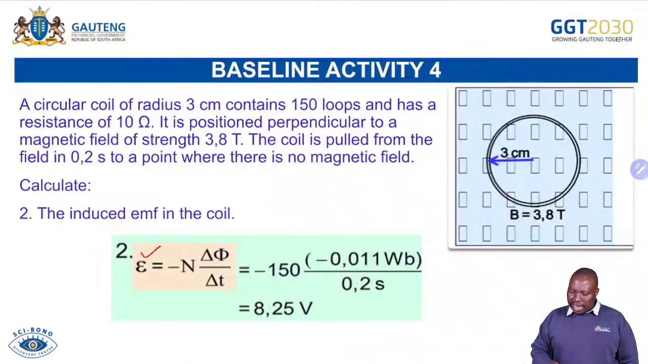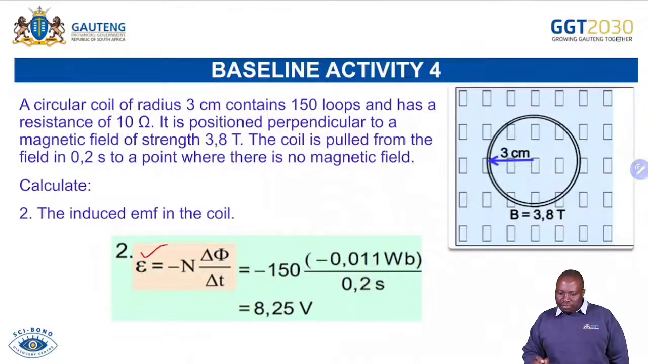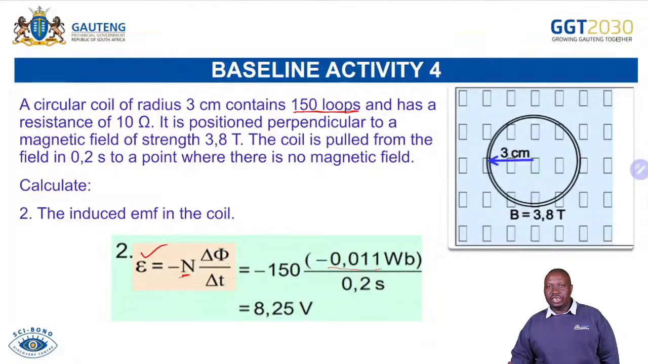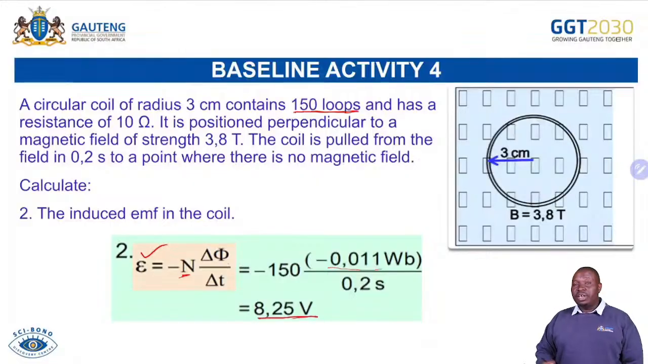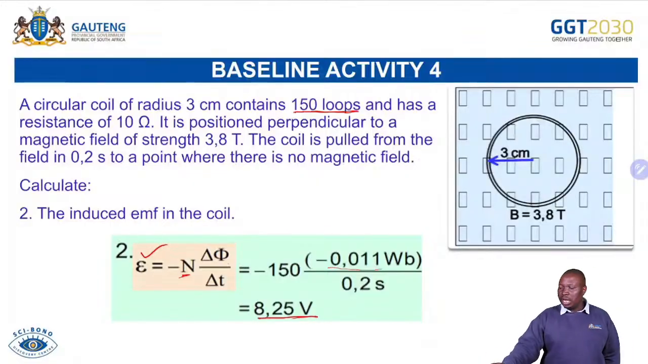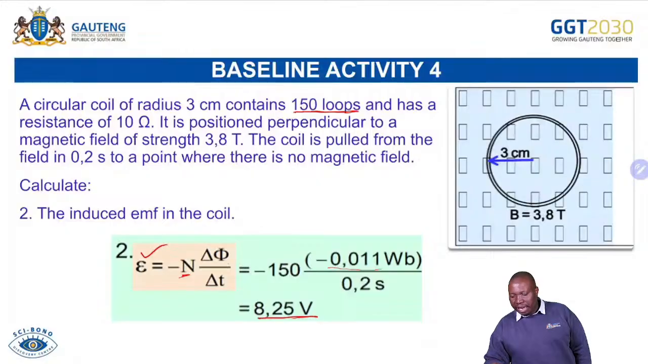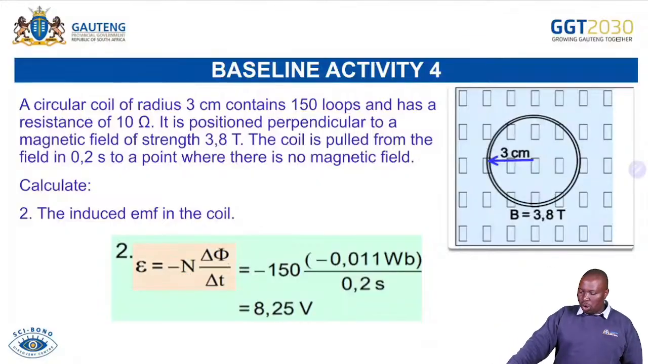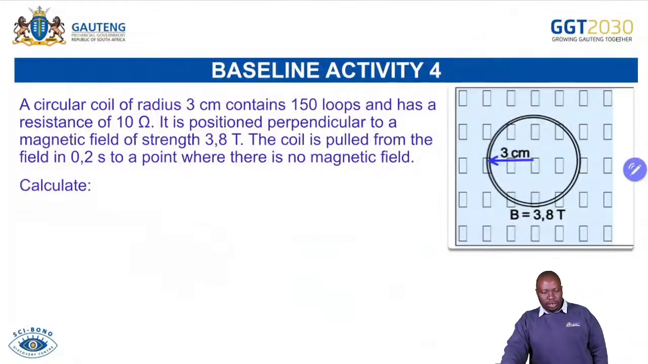The EMF is what we are looking for, and then we're given the number of loops there, 150, which is your n. We were able as well to calculate the change in magnetic flux, which was negative 0.11. So you can see the relationship and how this now connects to where we're going. So we're able to calculate the induced EMF, which in this case is 8.25 volts. I hope you get that, and it helps you as you go on with the rest of your calculations.